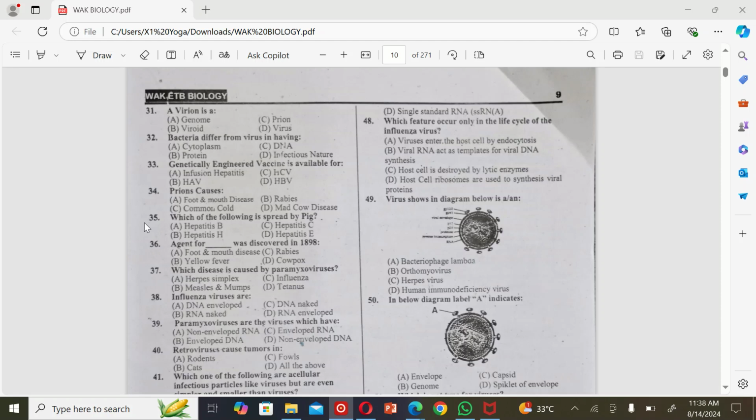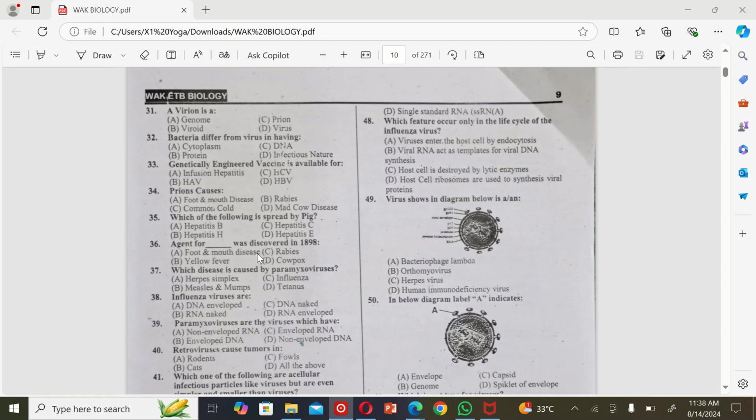Mad cow disease. The next MCQ is: which of the following is spread by feces? A, hepatitis B, B, hepatitis A, C, hepatitis C, and D, hepatitis E. The correct option is D, hepatitis E. The next MCQ is: the agent discovered in 1898 was A, foot and mouth disease, B, yellow fever, C, rabies, and D, cowpox. The correct option is A.